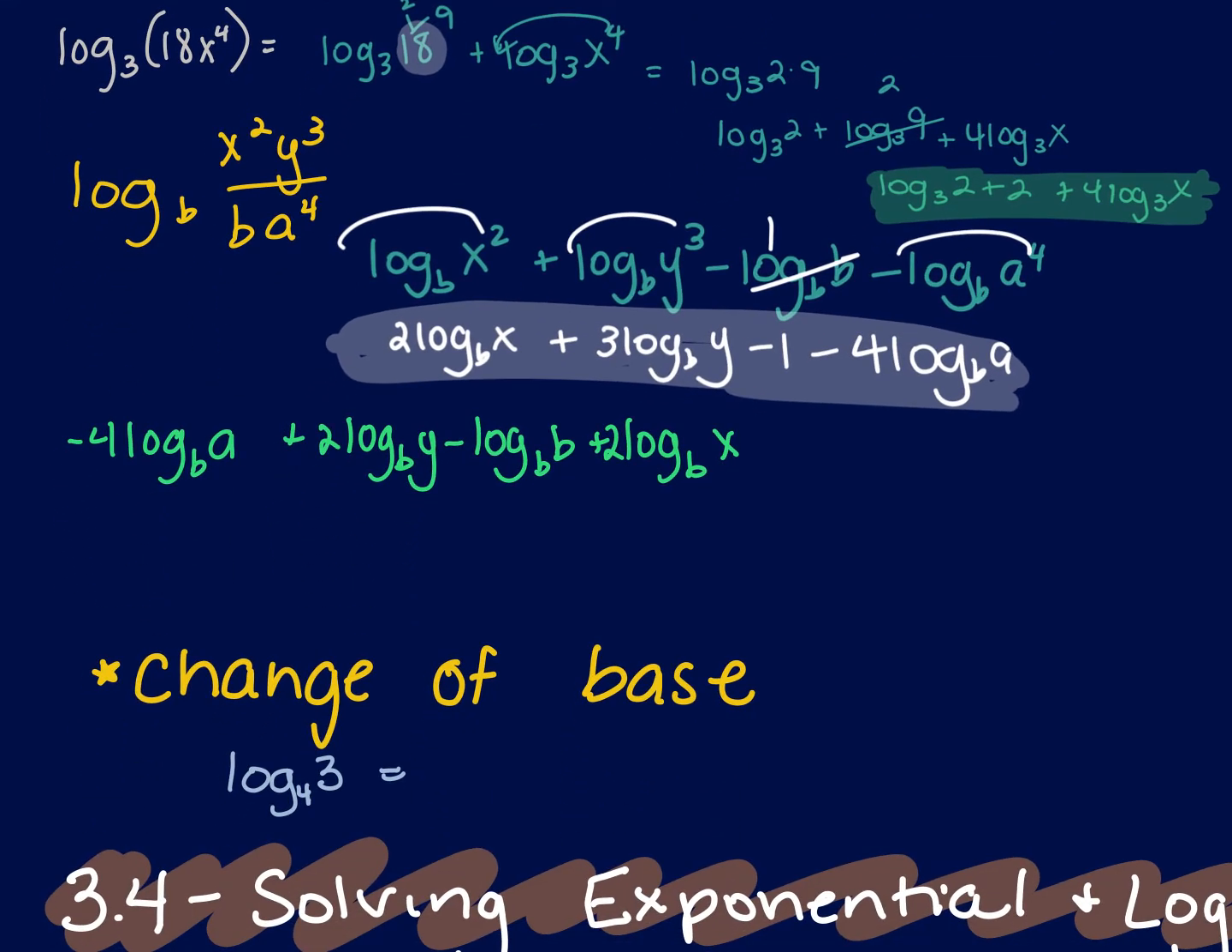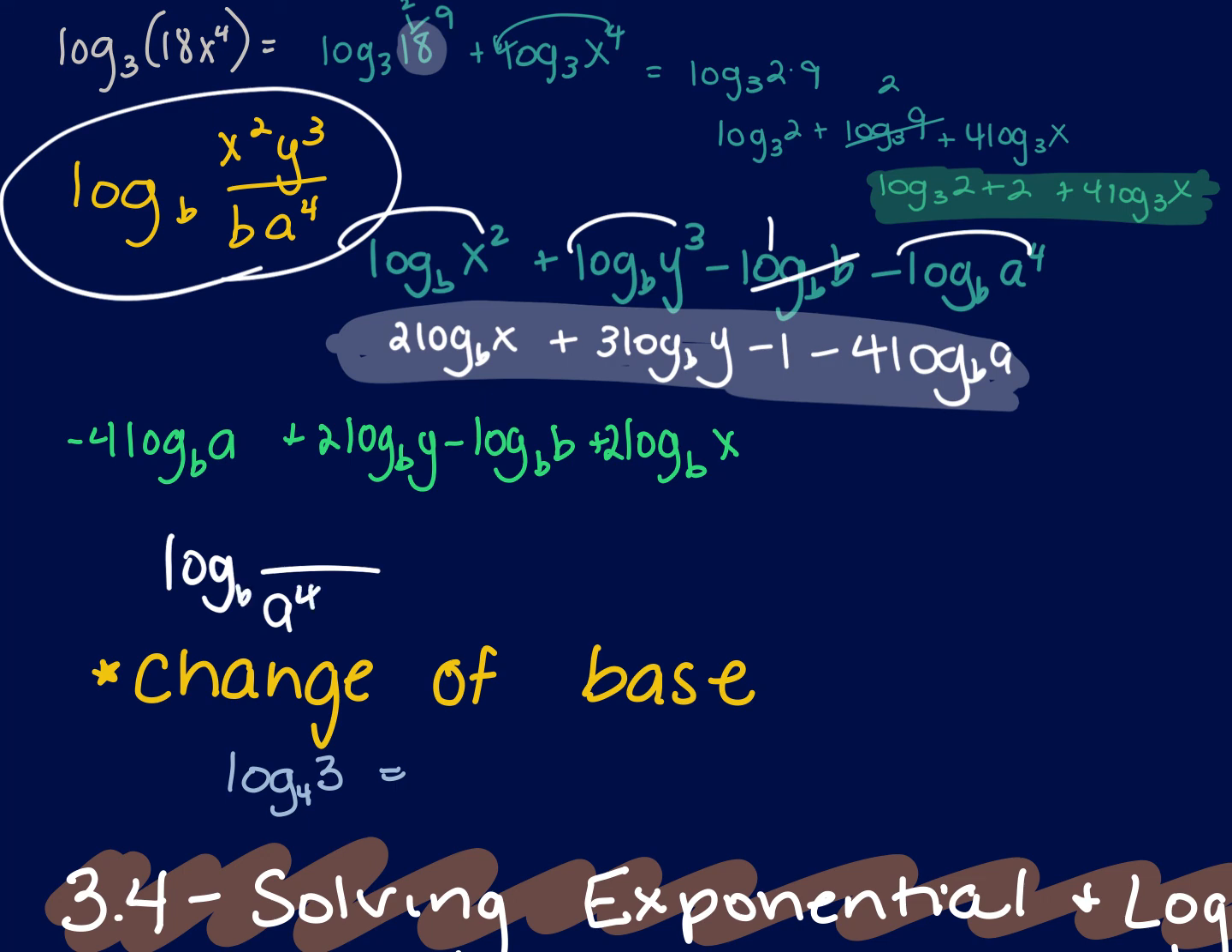Okay, the next one, I'm going to condense. So I've got negative 4 log base b of a plus 2 log base b of y minus log base b of b plus 2 log base b of x. So if I condense this, I get basically back to where I was here. Log base b of, the a to the 4th would be in the bottom. The y to the 2nd would be in the top. The b would be in the bottom. And the x squared would be in the top. So be able to get from one to the other in either direction.